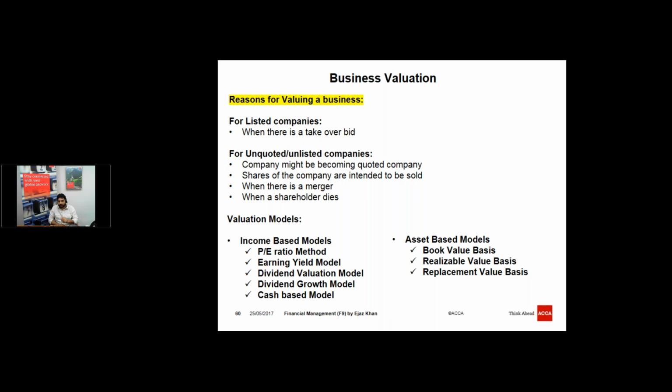Did you get the concept of replacement value? So please explain realizable value. Okay.